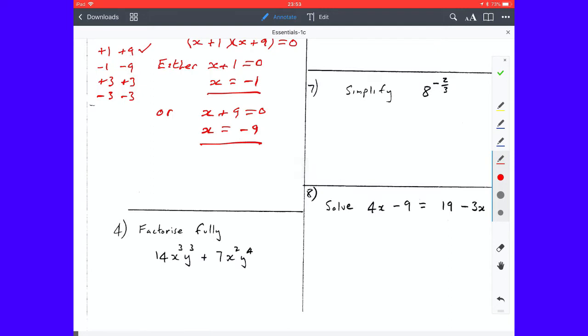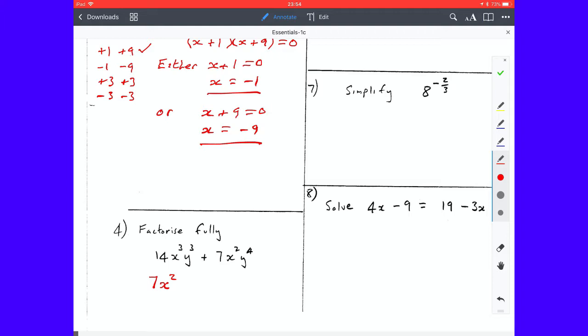Question 4. Factorise fully 14x cubed y cubed plus 7x squared y to the power 4. So we first identify, is there a common factor between the numbers? Yes, 7 goes into both 7 and 14, so I can pull the 7 to the front. X's, I've got x cubed in one term, x squared in the other. I pull to the front the biggest power I can from both of them, and I can go as high as x squared because that's in both of them.